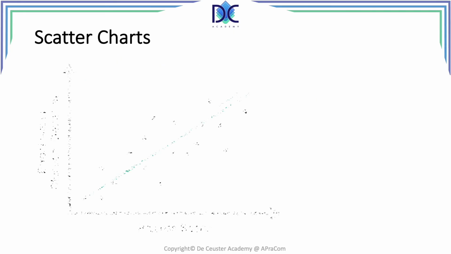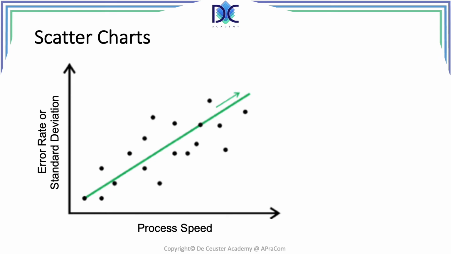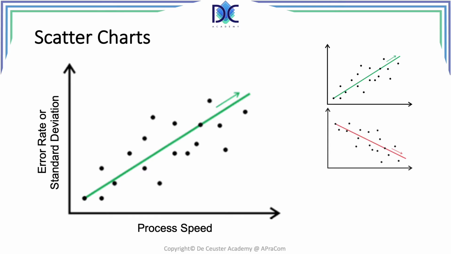Another element which I refer to are the scatter charts. Here I'm looking at the relationship between the process speed and the error rate or the standard deviation. It's clear that there is a link between the two. A correlation doesn't always mean that there is a causal relationship, but in this case, I can say there is probably a causal relationship. Here we have a positive relationship, so we can replace the dots by a line, an increasing line, or a decreasing line for a negative relation, or no relationship at all, when we don't find any elements that we can compare.